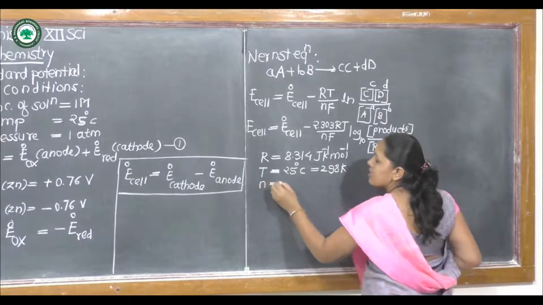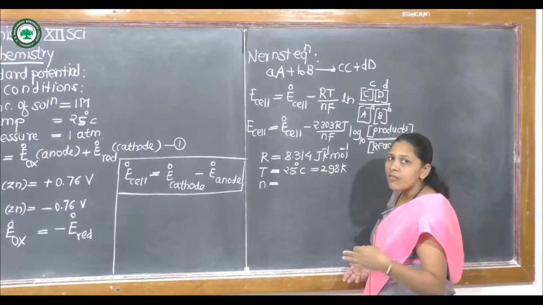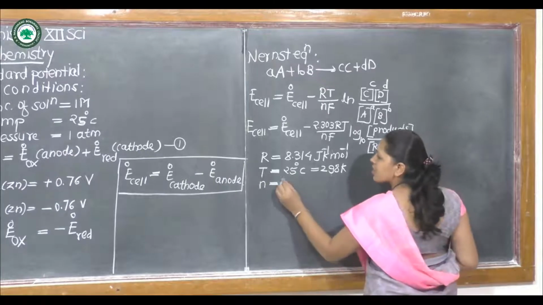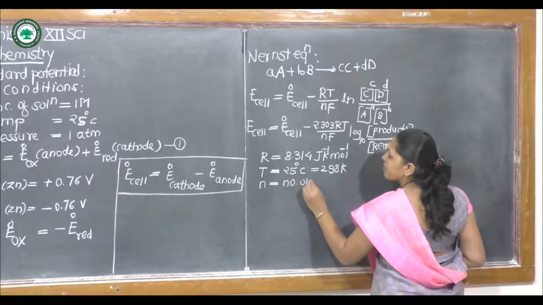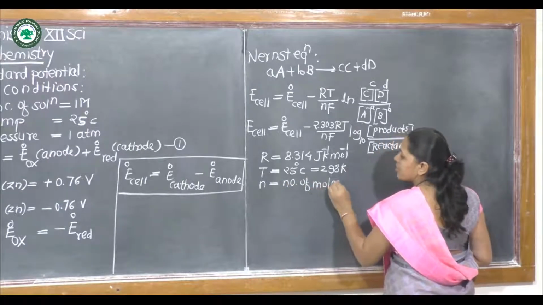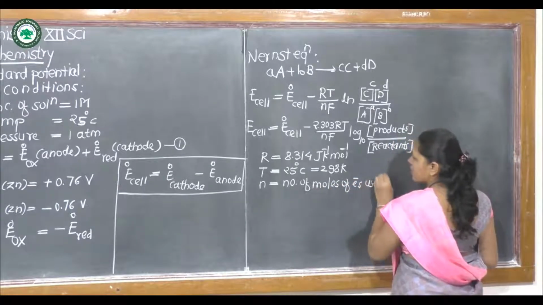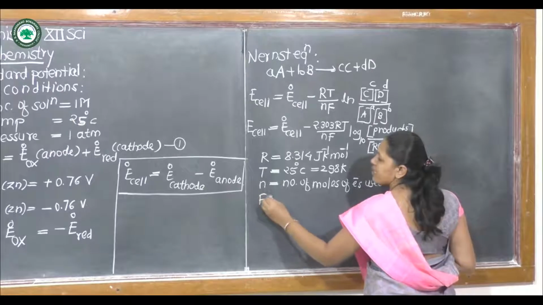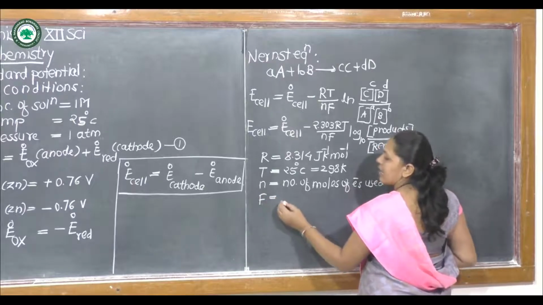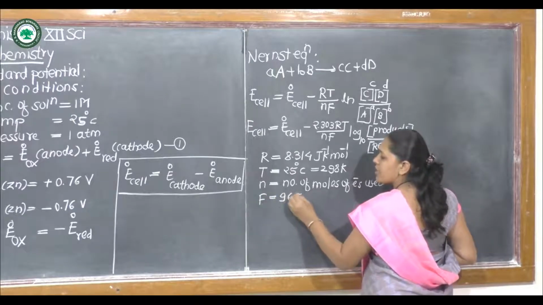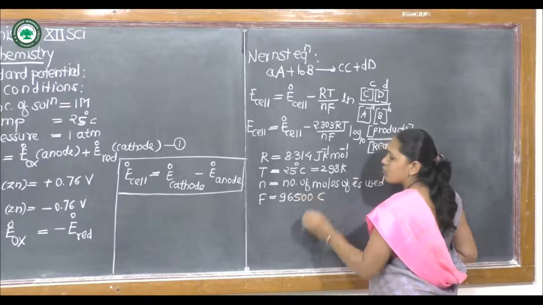N is the number of moles of electrons used, and F is Faraday, and Faraday is equal to 96500 Coulomb.